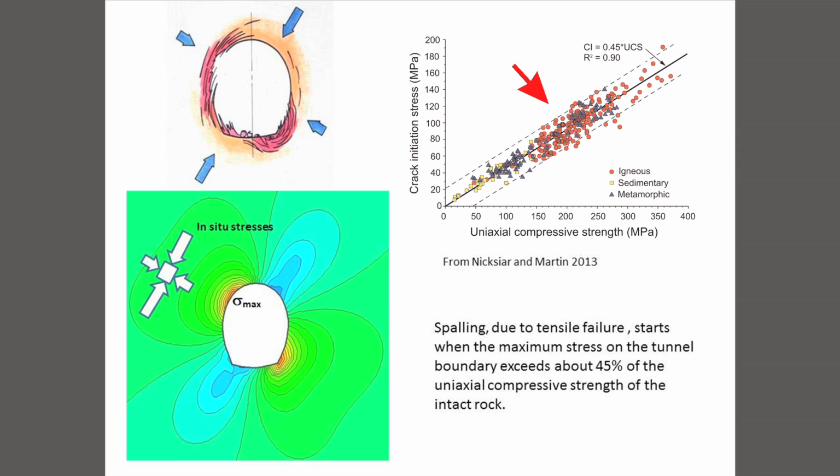These measurements are from deformation measurements on specimens or measurements of acoustic emission from micro geophones that are attached to the rock. And you can see that igneous, sedimentary, and metamorphic rocks all follow the same pattern. Tensile failure starts at about 45% of the uniaxial strength of the rock.